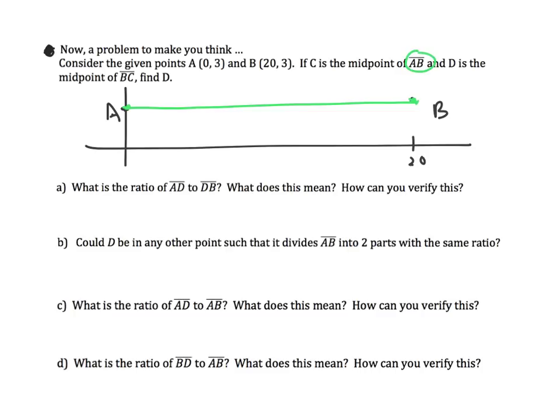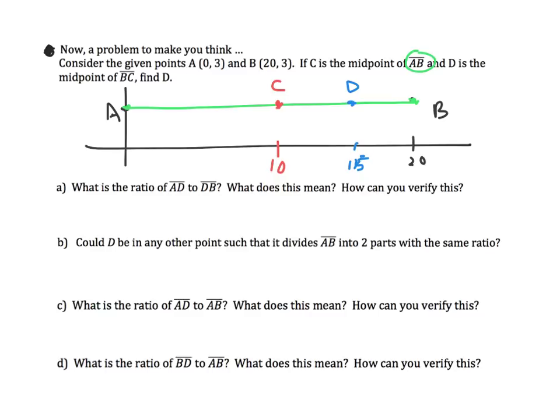C is the midpoint of AB. So if C is the midpoint of AB, then it's going to be sitting right at 10, 3. So there's point C. And then D is the midpoint of BC. So then D is going to be right here, and I'm sure you're doing the mental math also that that's going to be at 15, 3. So I don't really need those coordinate points other than to know those x values. And from here I'm going to turn it all into lengths.